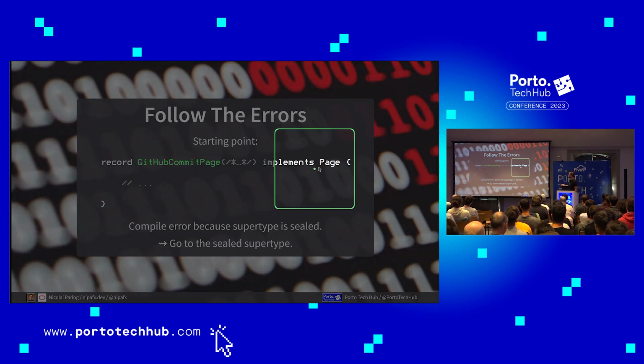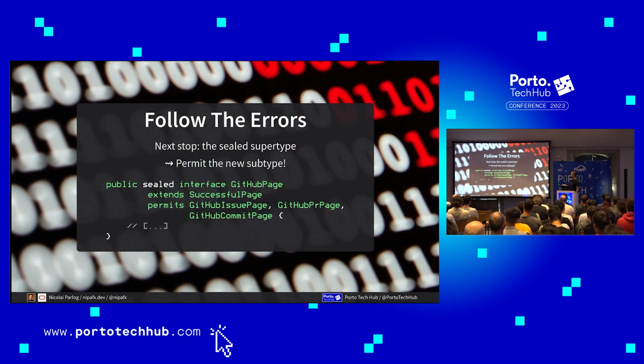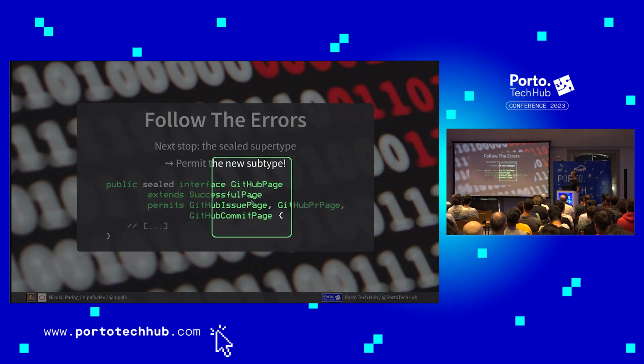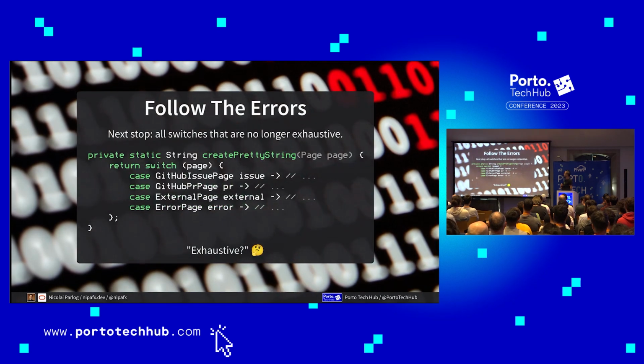So then we go with the sealed supertype. This should say GitHub page, not page. GitHub page can only be a commit page or pull request page, hence we get a compile error here. So let's go to the sealed supertype to fix that, and we add the commit page as a possible implementation. And now, and that's something I didn't tell you before, this thing is no longer exhaustive.